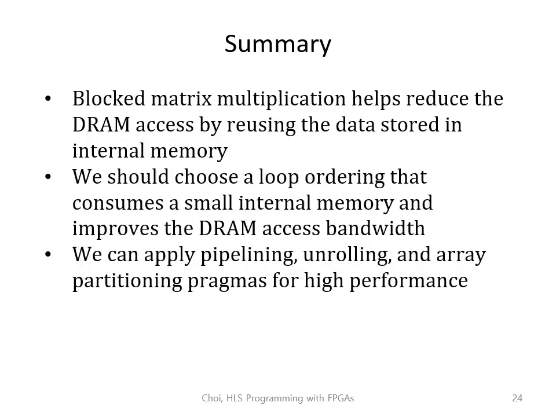Okay. So for the summary of this class, blocked matrix multiplication helps reduce the DRAM access by reusing the data stored in the internal memory. And while implementing matrix multiplication, we learned that we should choose a loop ordering that consumes a small internal memory and the one that improves the DRAM access bandwidth. And we found that the KIJ loop order is one configuration that has good characteristics considering these two.